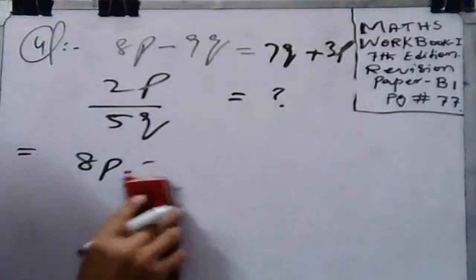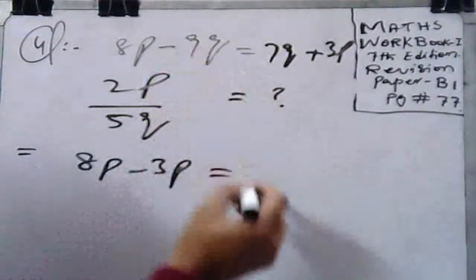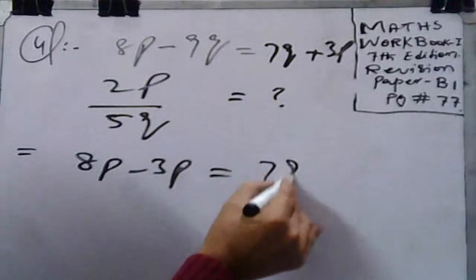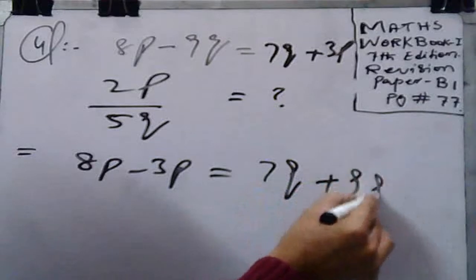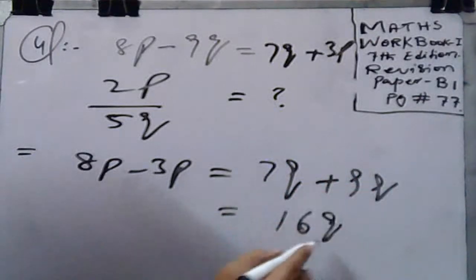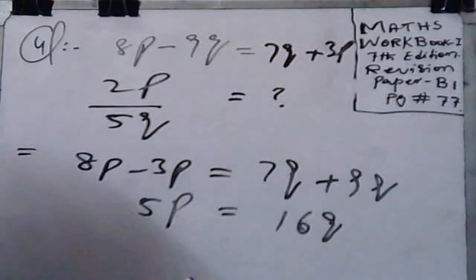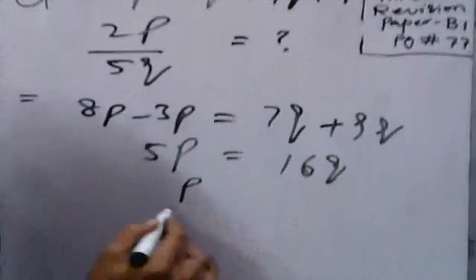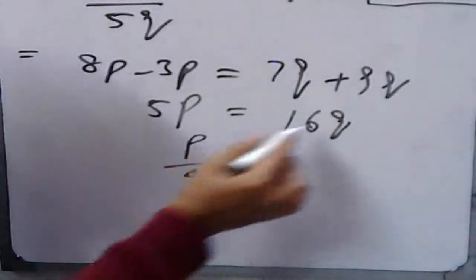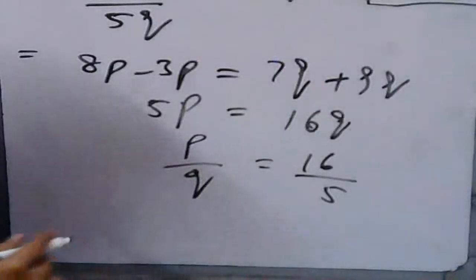p will be shifted here, minus 3p is equal to 7q plus 9q. So you will get the value 16q, and here you will get 5p. You need the value of p. By using cross multiplication you can write p divided by q is 16 divided by 5. So now you need the value of 2 by 5.